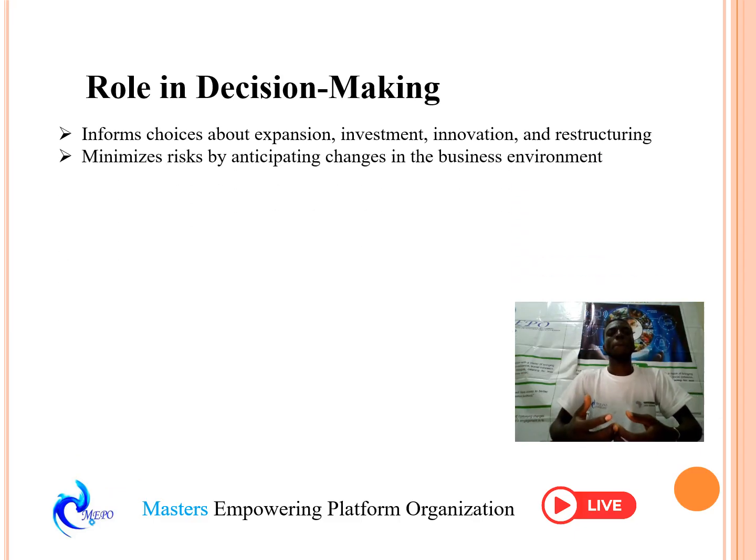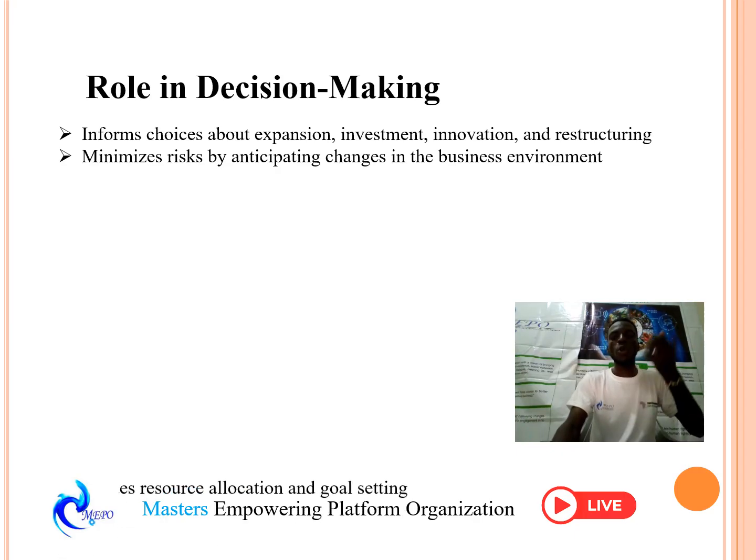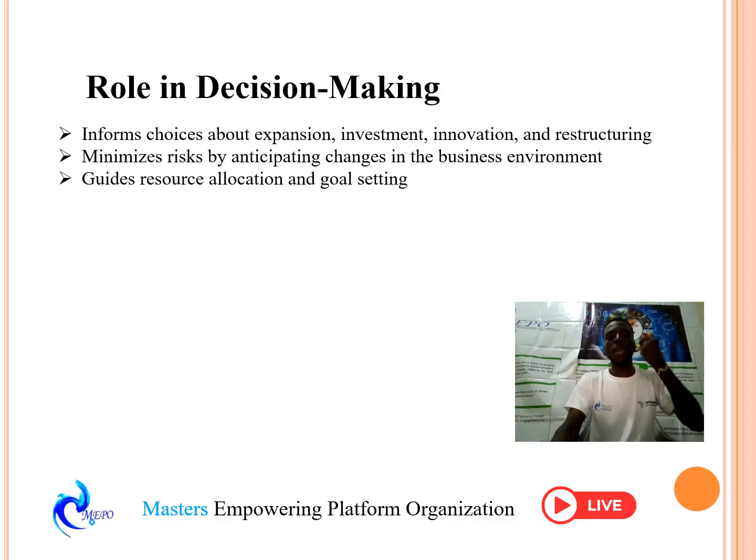Secondly, minimizing risk by anticipating changes in the business environment. We have to manage the risk. We have to manage all the challenges that we are facing, because when we are on ground, we know the challenges that we are facing. We know the problems that we are facing. So we have to minimize the risks. We have to minimize the challenges and make good changes and make good environmental changes for a good business. When we do all this, it will support us to make a good decision.